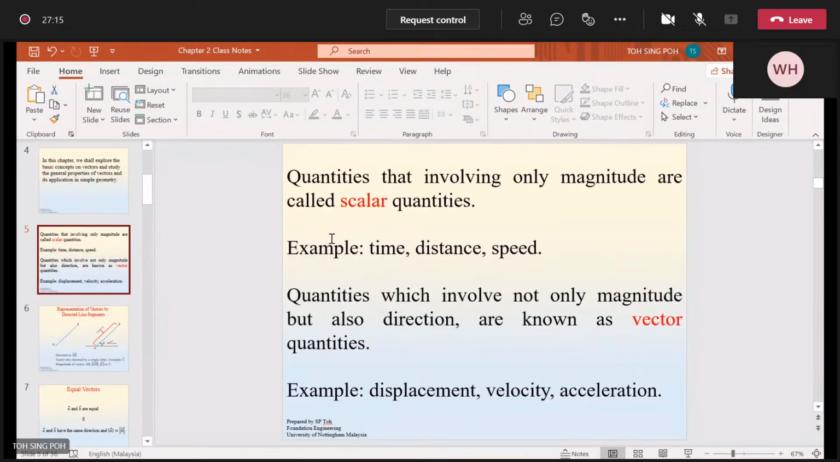Examples of scalars can be time, distance, speed, energy, what else? Energy. So many in physics. What else? I forgot. But anyway, for vectors the examples will be more, and they actually play more important roles in physics and mathematics.